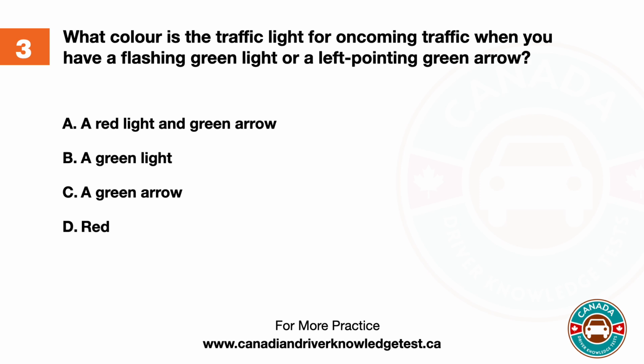Question 3. What color is the traffic light for oncoming traffic when you have a flashing green light or a left-pointing green arrow? A. A red light and green arrow. B. A green light. C. A green arrow. D. Red. The answer is D. Red.